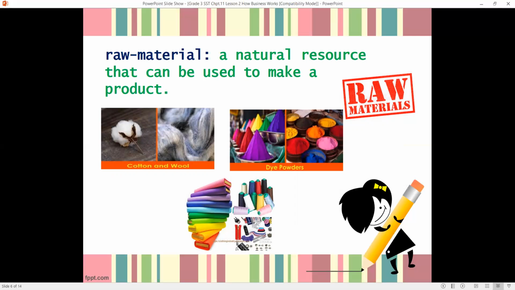Now this raw material is converted into the products that we see over here. And to get the colors of the product, again we use a raw material, that is dye powder, color powder. As the fabrics are being made, these dye powders are used, and after a long process, we get the ready product that we can use.